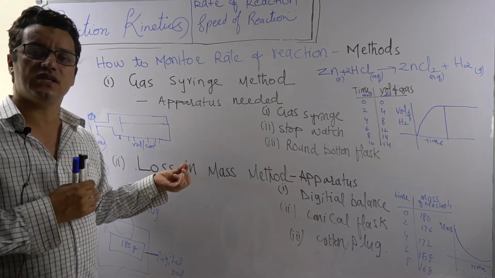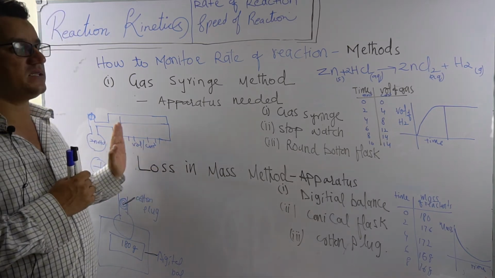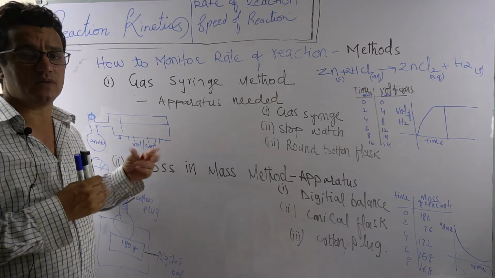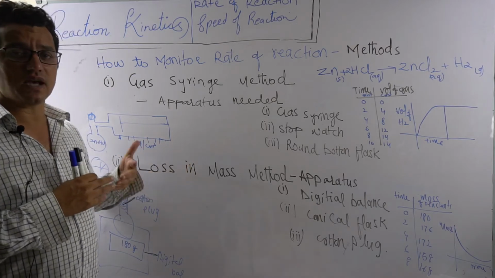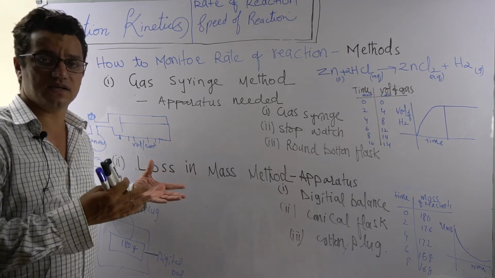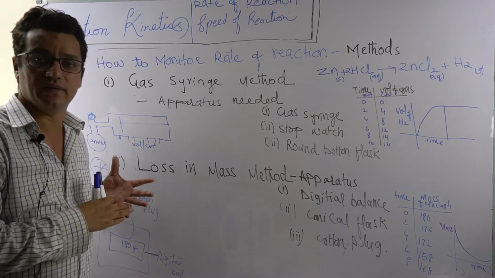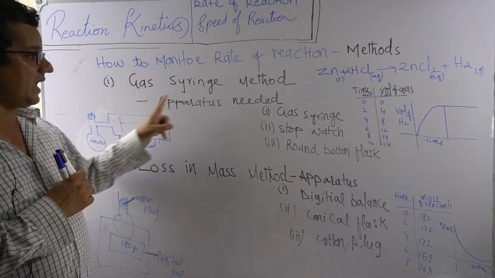You have a gas syringe. And when you have a gas syringe, you can always find out how much gas is produced per unit of time. That will tell us about the pace. If the gas is produced very quickly, it means the rate is very fast. And if the gas is sluggish and slow, it means you need to check one or two factors to improve the rate of a reaction. Okay, so that is the gas syringe method.